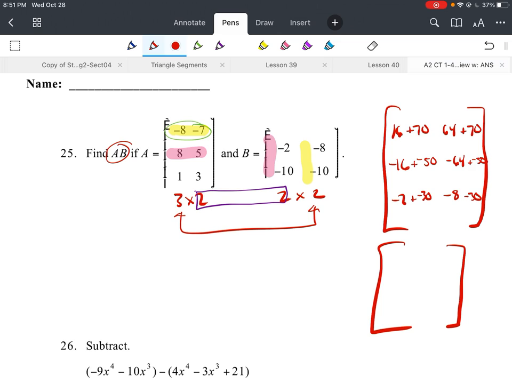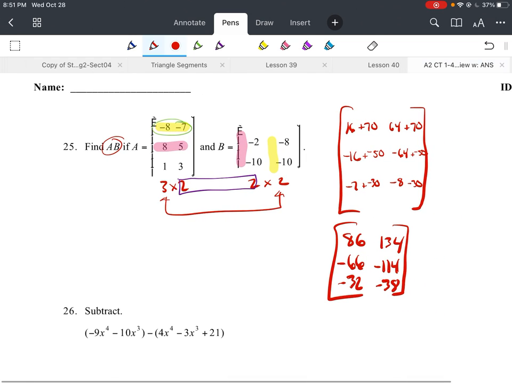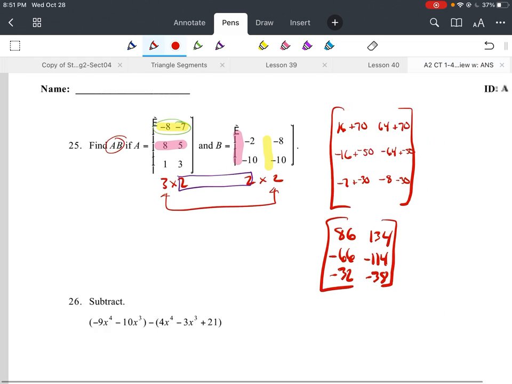So you should get 86, 134, negative 66, negative 114, negative 32, and last to be negative 38. Okay, so a little bit of work, but hey, doesn't hurt you, right? All right, not too bad, not too bad.